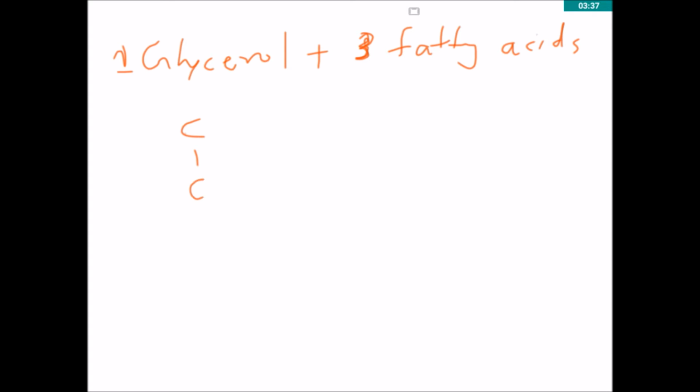Okay, glycerol, and here I have to add another fact: one glycerol binds with 3 fatty acids. So how do I draw the glycerol structure? You know, it is a 3-carbon compound, and each carbon has an OH group, and the rest of them are hydrogens.